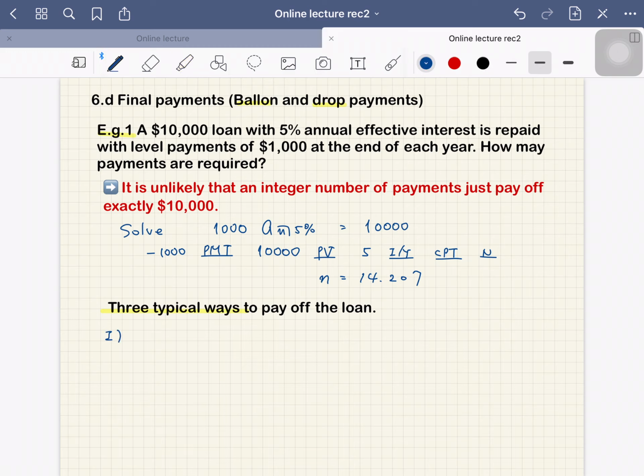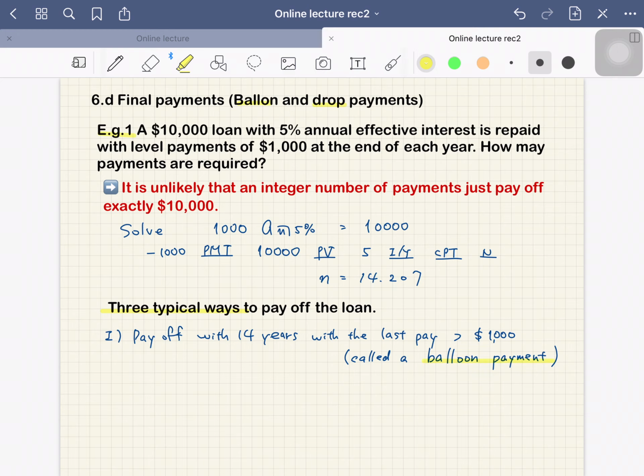So first option, pay off with 14 years with the last payment more than $1,000. Since 14 payments are not enough to pay off $10,000, we have a slightly larger payment as the last payment. So this is called a balloon payment. We say balloon because the last one is larger than the previous ones.